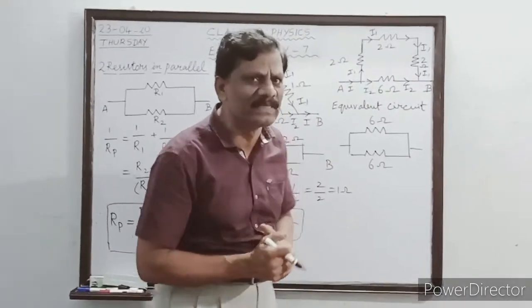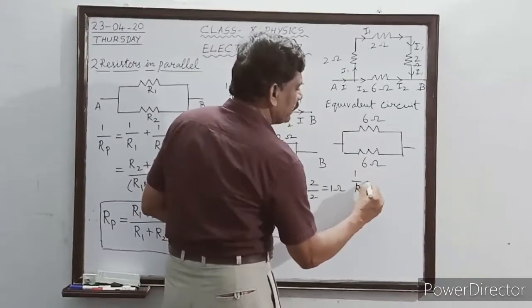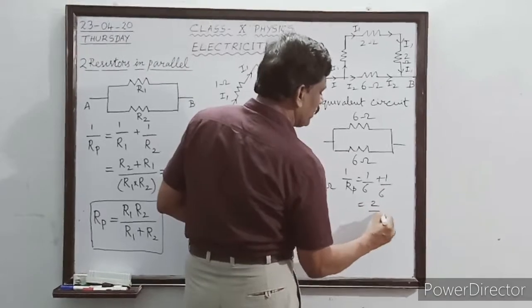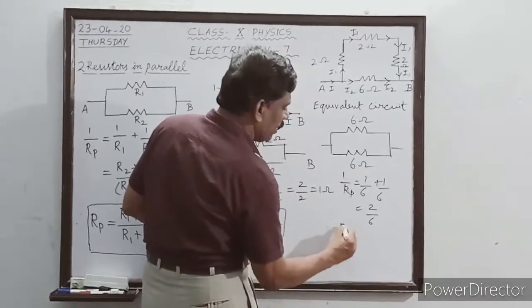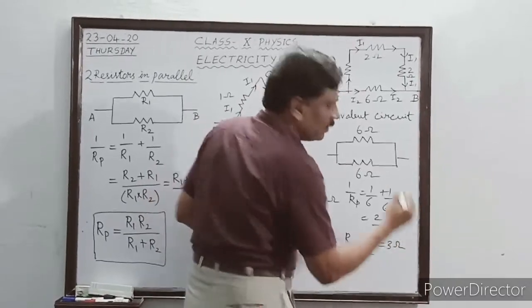Okay, shall we verify once again? Okay, I will verify. So here 1 by R parallel is equal to 1 by 6 plus 1 by 6, that is equal to what? 2 by 6. Therefore R parallel is equal to 6 by 2, that is equal to 3 ohm.